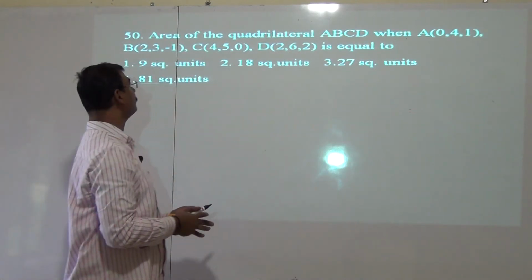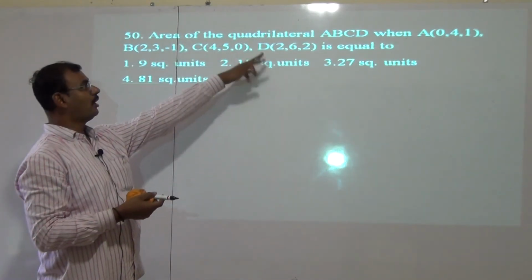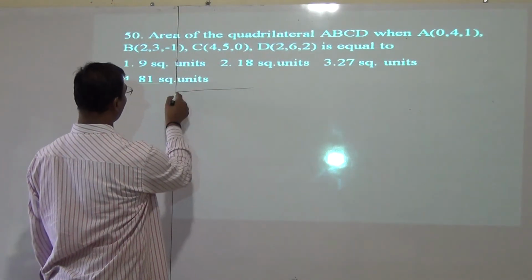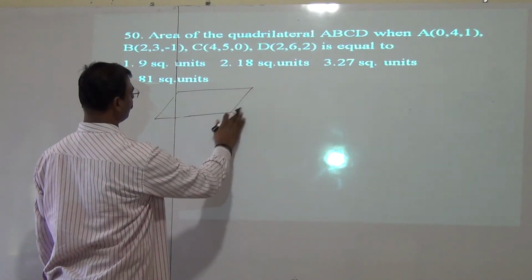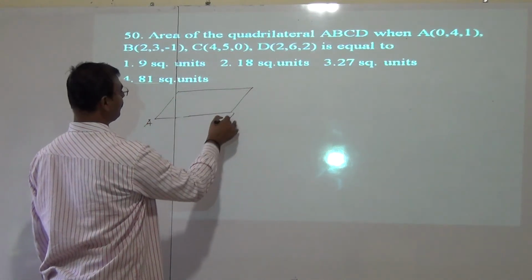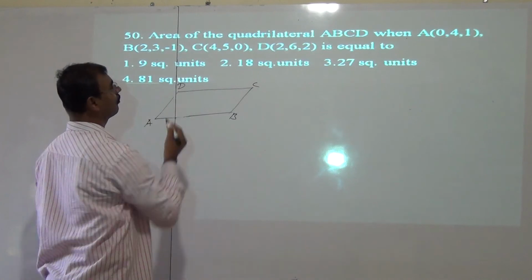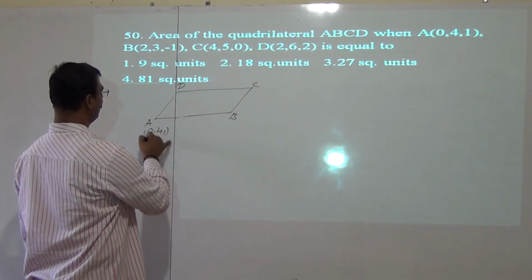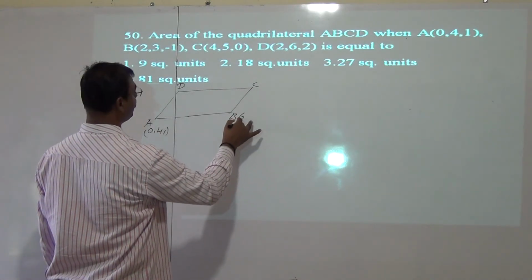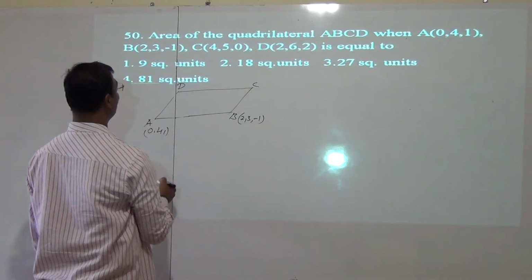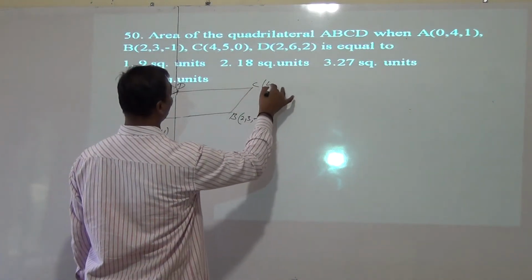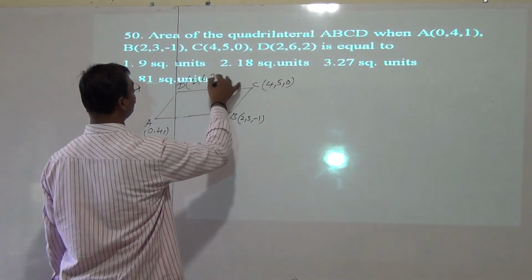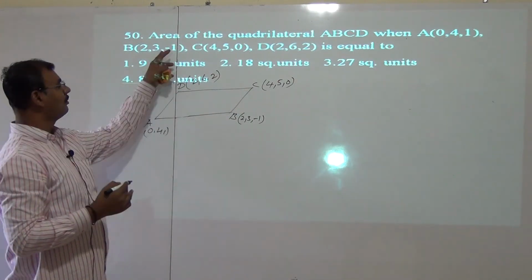Read once. Area of the quadrilateral ABCD. So this is the quadrilateral, any quadrilateral like this. I take the points A, B, C, D. What is the point A? (0, 4, 1). What is the point B? (2, 3, -1). Point C? (4, 5, 0). Point D? (2, 6, 2) is given. So find the area.